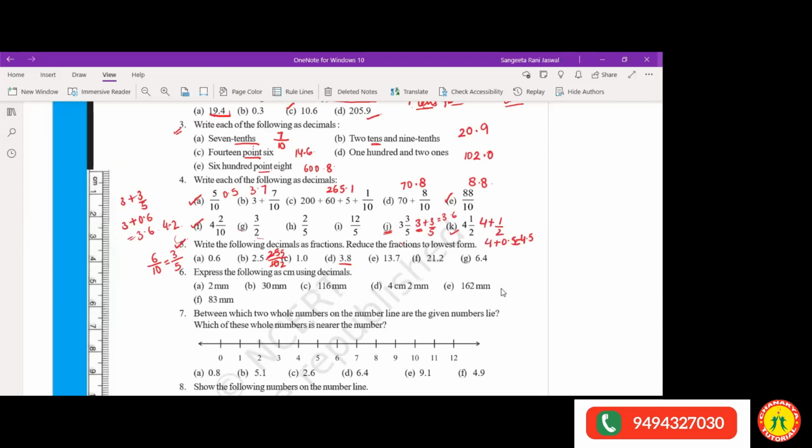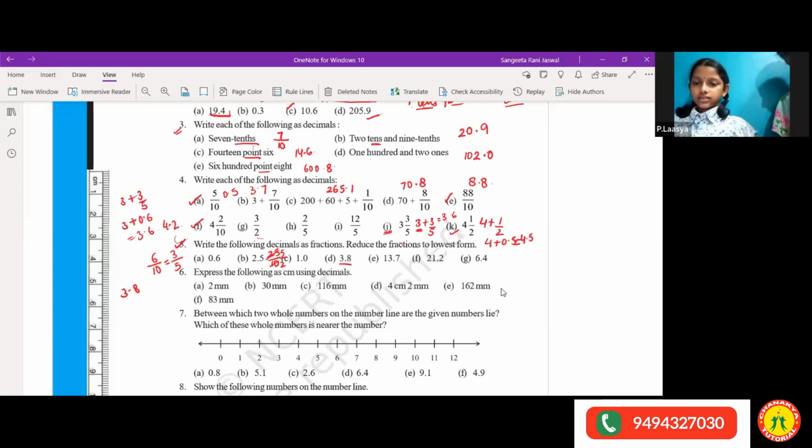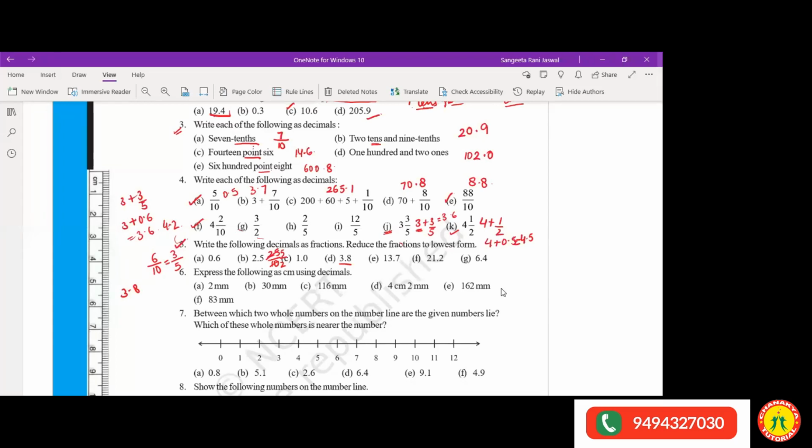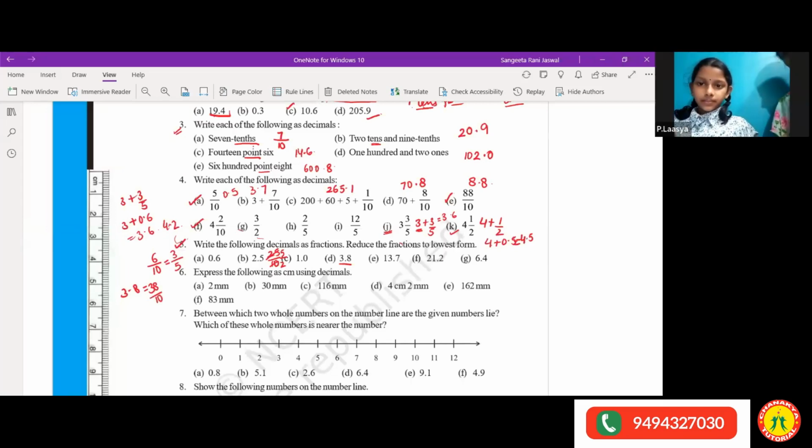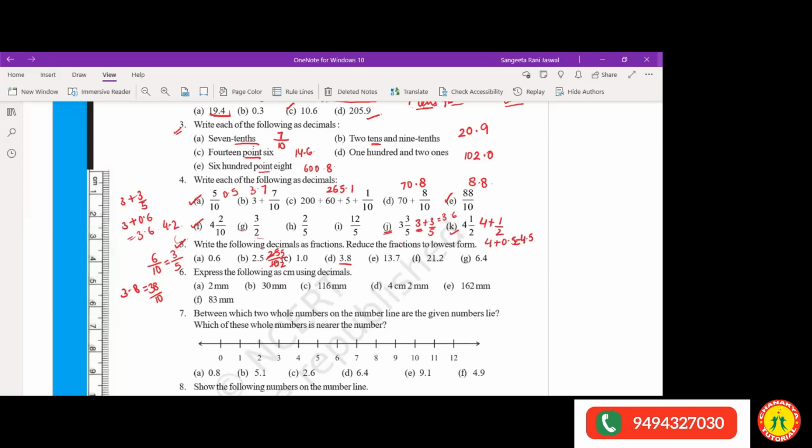Okay. See now, for 3.8, I'll show you. 3.8 in fraction form: there is a decimal point after one place from here, so you can write it as 38 by 10. This much you know? Yes, ma'am. Now you can reduce it to lower form. You can take the HCF of these two numbers. See, these two are even numbers. Yes, ma'am, both can be divided by 2.